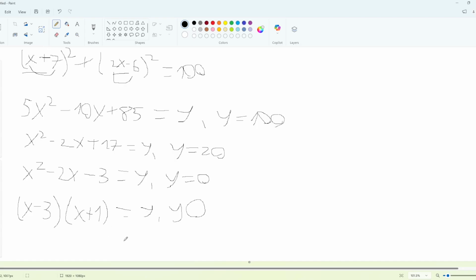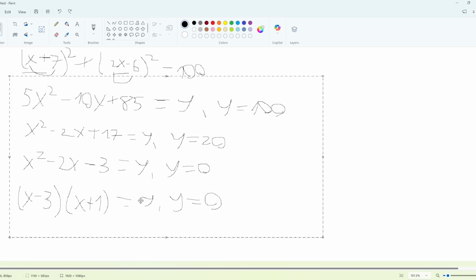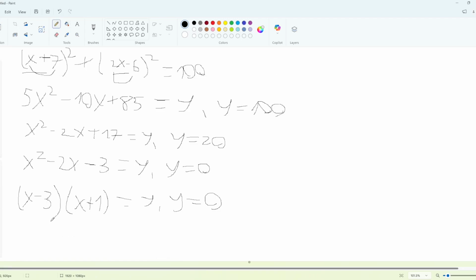And now, y equals 0. And now, as we know, if I'm multiplying two things and I'm getting a 0, that means that one of these has to be 0. Okay? So either this is 0 or this is 0, that's just a normal quadratic equation. So let's take this a bit higher. I'm going to get here x minus 3 equals y, and x plus 1 equals y, when y equals 0.